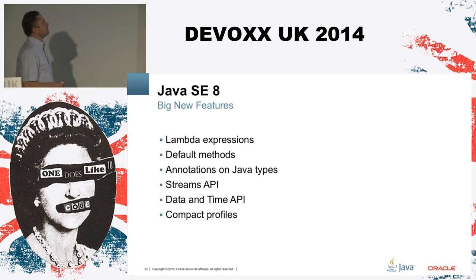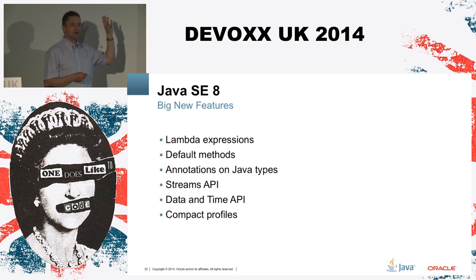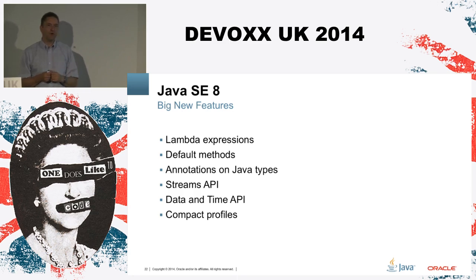Java SE 8, from a language point of view, hopefully most people are already aware of the new features, but this is the quick list of what we've added to Java SE 8, and these are all available in Java SE 8 embedded. So Lambda expressions, default methods, annotations on Java types, they're all available. The streams API can be used, the date and time API, and compact profiles. So you get exactly the same feature set that you get with full Java SE, just in an embedded environment.